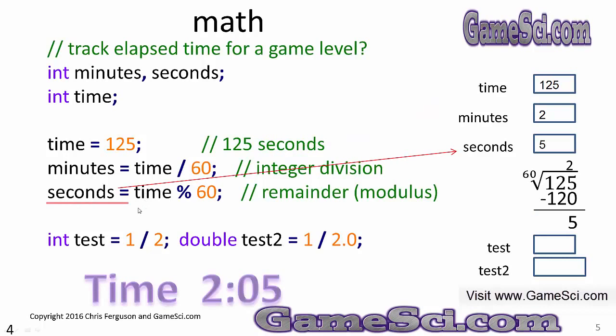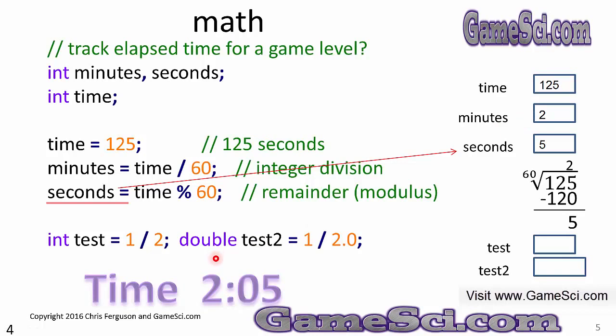So I've taken that remainder 5 and stored it in the variable seconds. This equal assignment operator, look at the direction of the arrow, will store a 5 in the variable seconds. If I were displaying to the user the elapsed time of the level on the screen, I would take the contents of the variable minutes and display it with the label time.